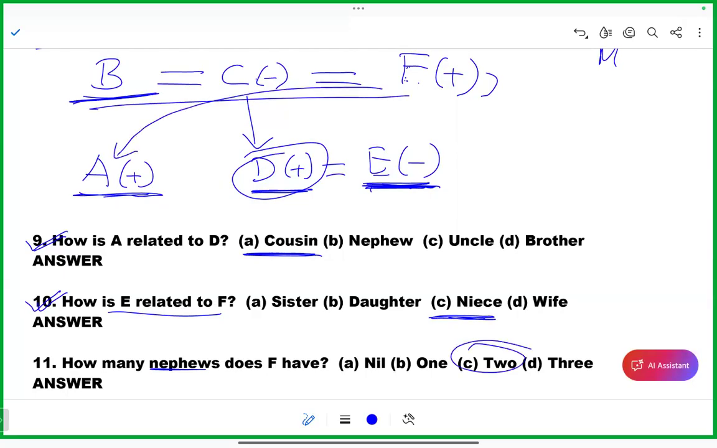So the answer is 2. Correct? Yes. Shall we try some more questions?